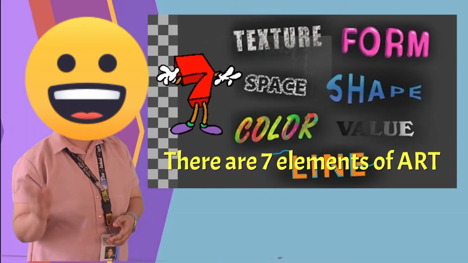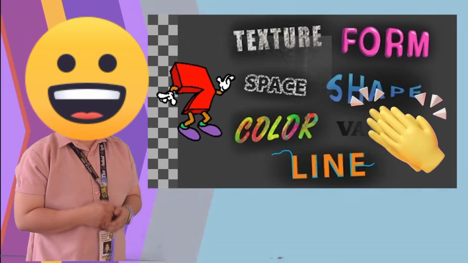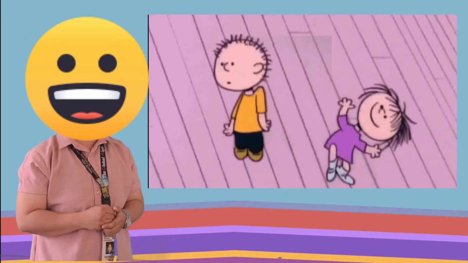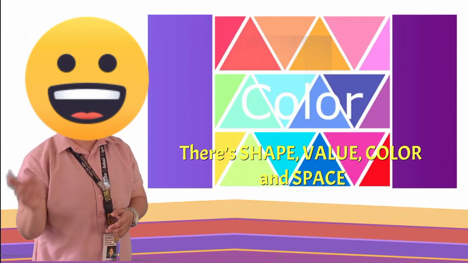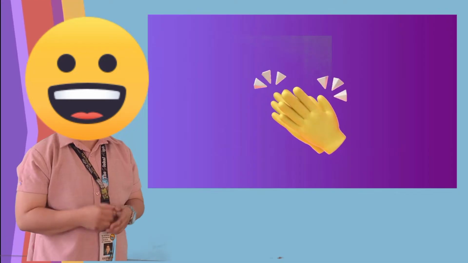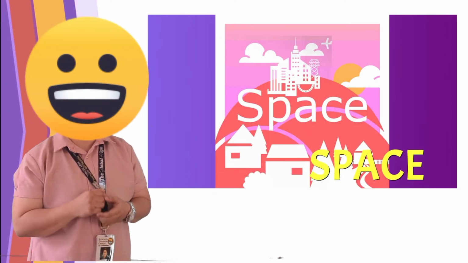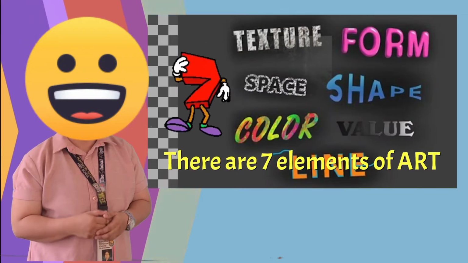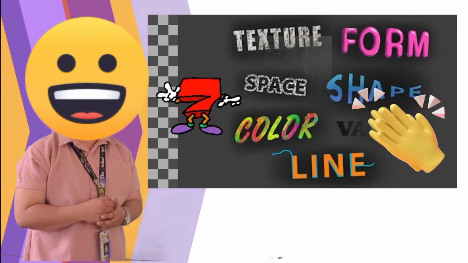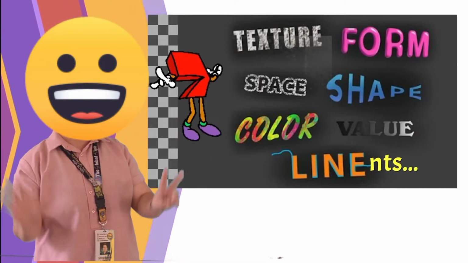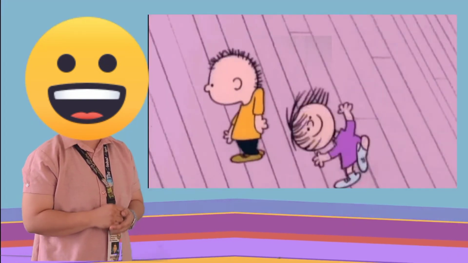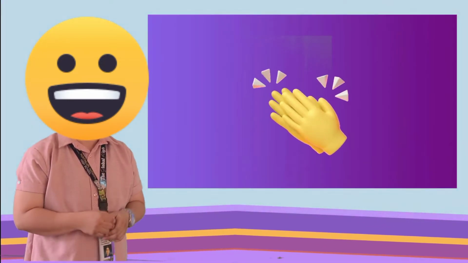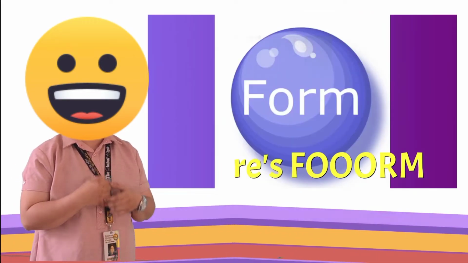There are 7 elements so far. There are 7 elements so far. There are 7 elements. There are 7 elements. There are 7 elements so far. There's shape, value, color, and space. There's shape, value, color, and space. There is shape, there is value, there is color and space. There are 7 elements so far. There are 7 elements so far. There are 7 elements so far. There are 7 elements. There are 7 elements. There are 7 elements so far. There is line, there is texture, there is form. There is line, there is texture, there is form. There is line, there is texture, there is form. There are 7 elements so far.